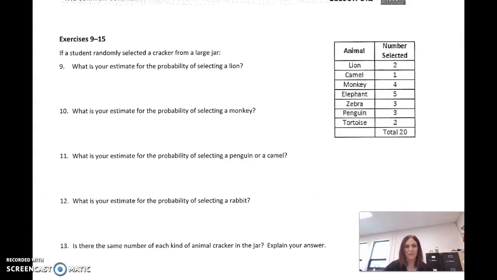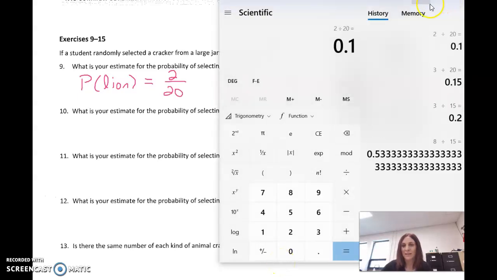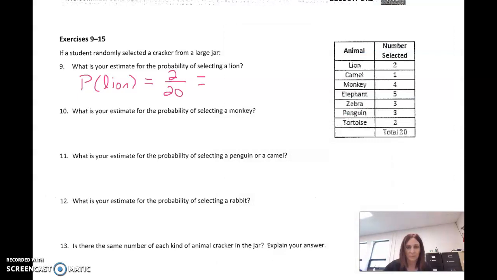What is your estimate for the probability of selecting a lion? So the probability of a lion, remember, is we're going to take how many times the lion occurs? 2 out of the total, 20. 2 divided by 20 is 0.1. Or move it over 2 times, and that's where we have to add a 0 in there, and we get 10%.